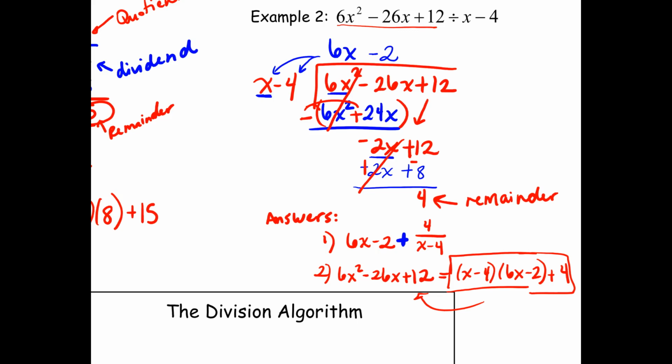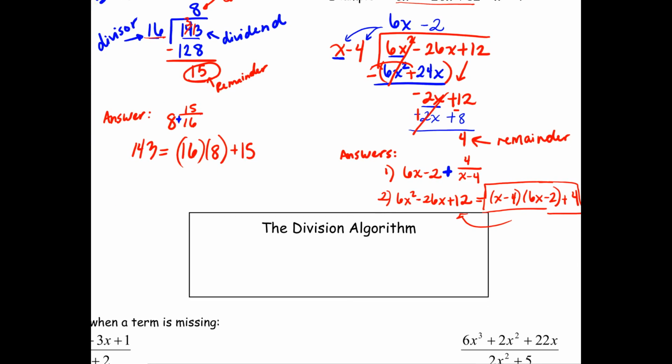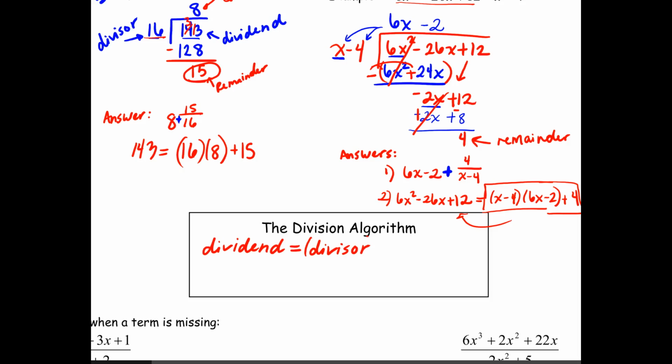Okay, so what we just looked at here is what you will see as the division algorithm in your book. This is the way the division algorithm looks. It says that the dividend, the number you're dividing into, is equal to the divisor times the quotient. What do you think I would add to that? Plus the remainder, exactly. Plus the remainder.